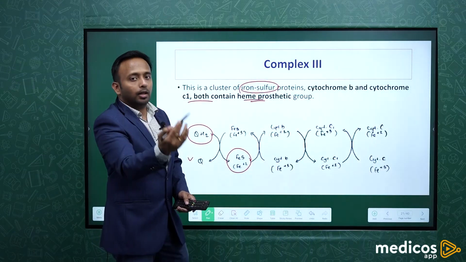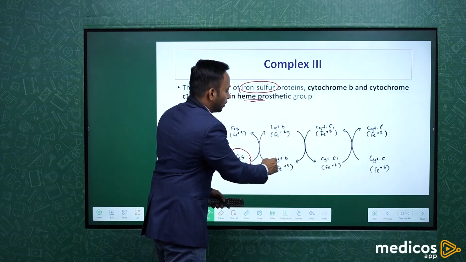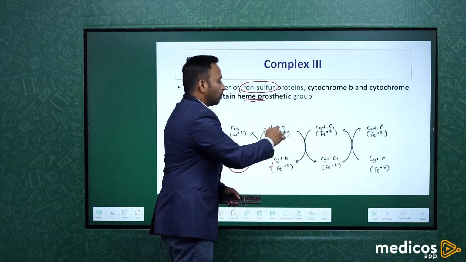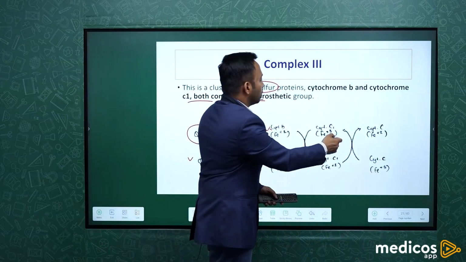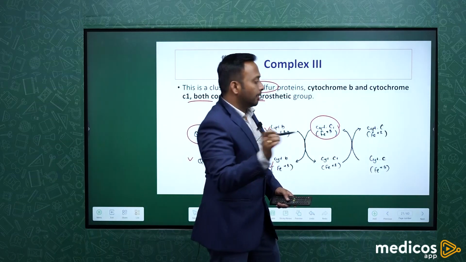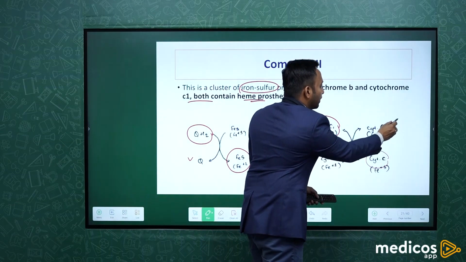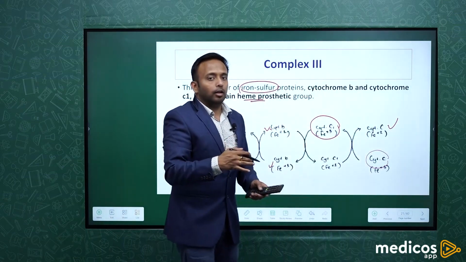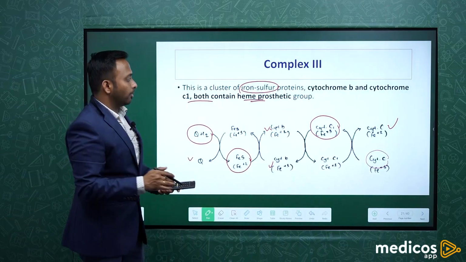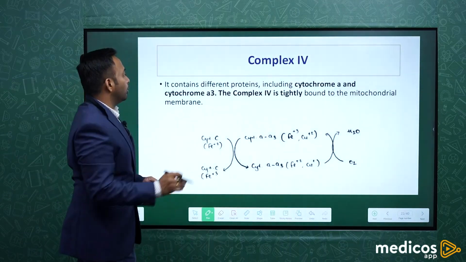Further it will donate the electrons to cytochrome B, where Fe plus 3 of cytochrome B is converted into Fe plus 2. Similarly, the reaction goes further to cytochrome C1 and lastly to one more mobile carrier, cytochrome C, which goes from the oxidized state to the reduced state. This means electrons have been transported up to cytochrome C, the mobile carrier. Now the last complex left is complex 4.